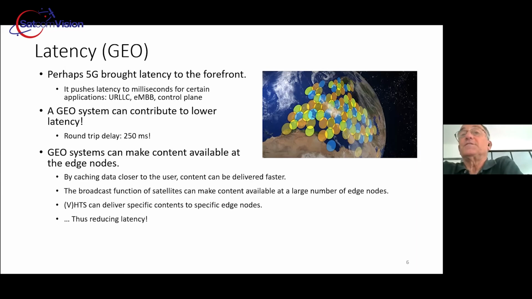If we consider that GEOs can make contents available at the edge node, this is the edge computing, then by caching data closer to the user, contents can be delivered faster to the user when required. The broadcast function of satellites can make content available to a large number of edge nodes, and VHTS or HTS can make specific contents available to specific nodes, thus reducing the system latency.